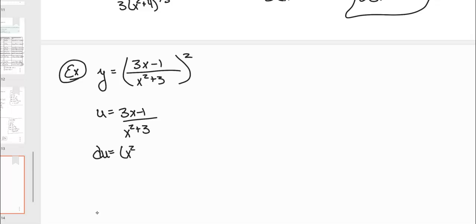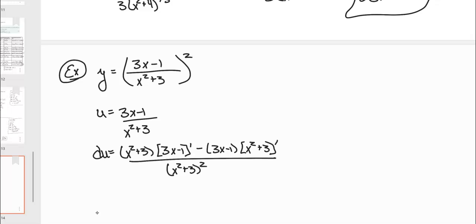Quotient rule is the bottom times derivative of the top. So this is my setup step. Minus top times derivative of the bottom over the bottom squared. So we're going to have x squared plus 3. The derivative of the top is 3 minus top. Derivative of the bottom is 2x over bottom squared.